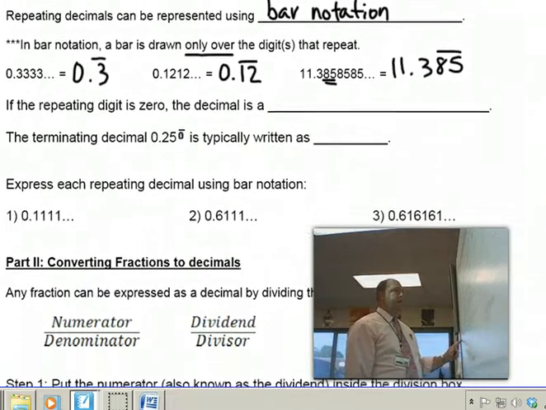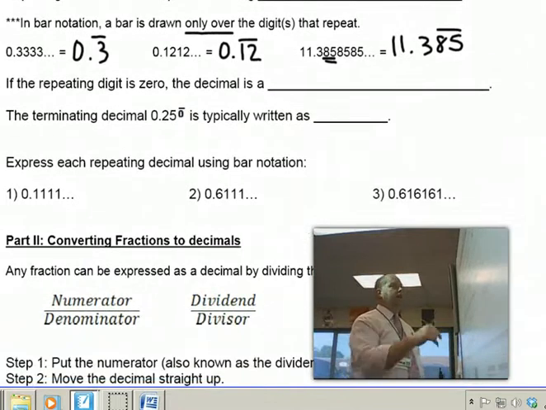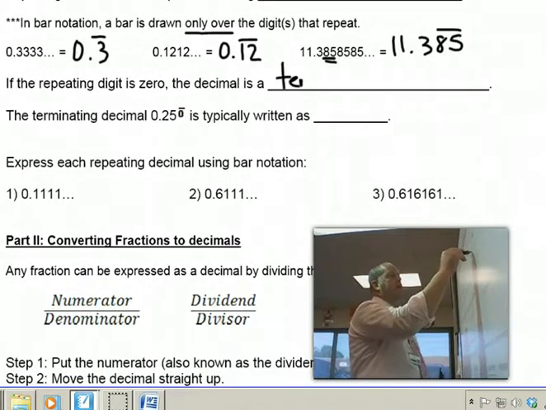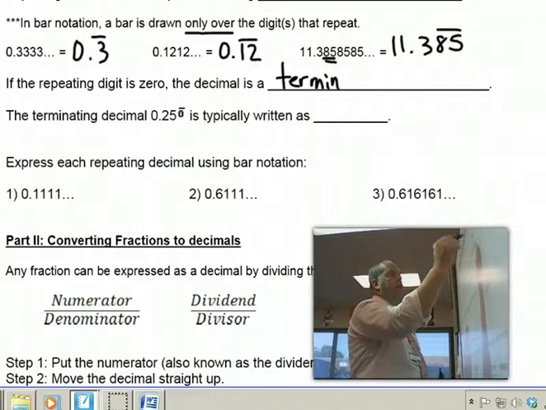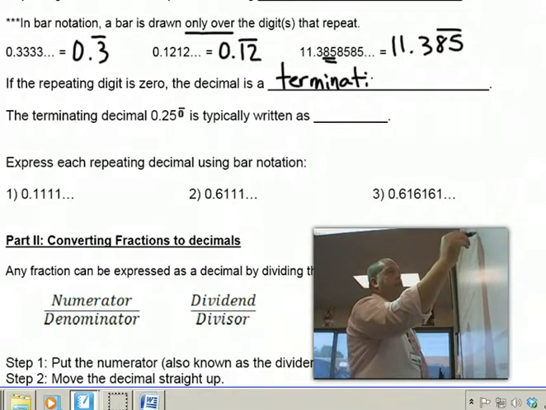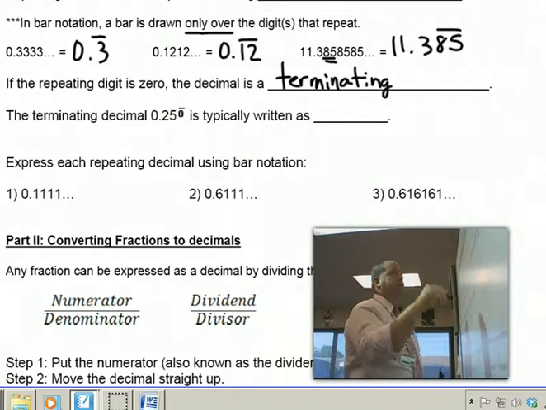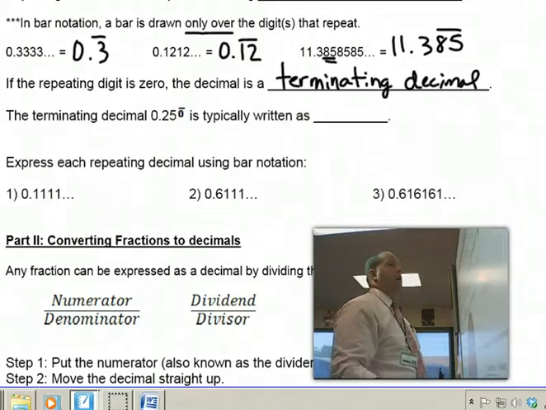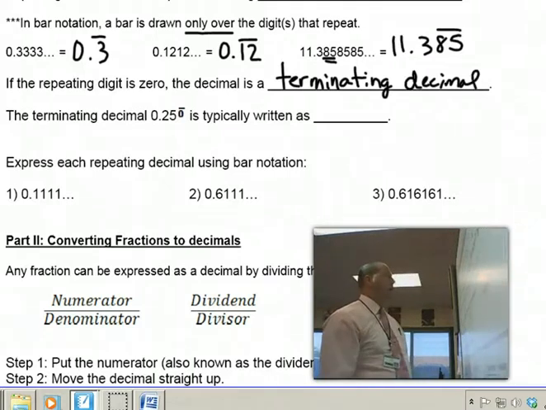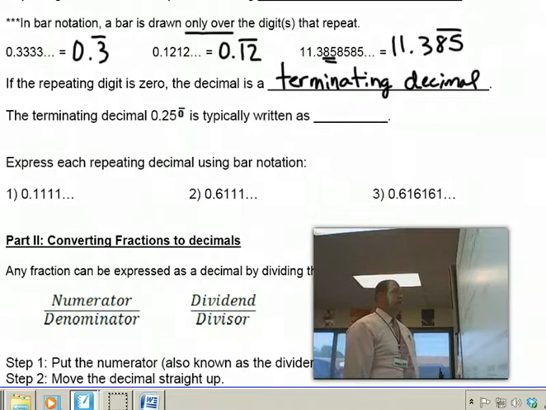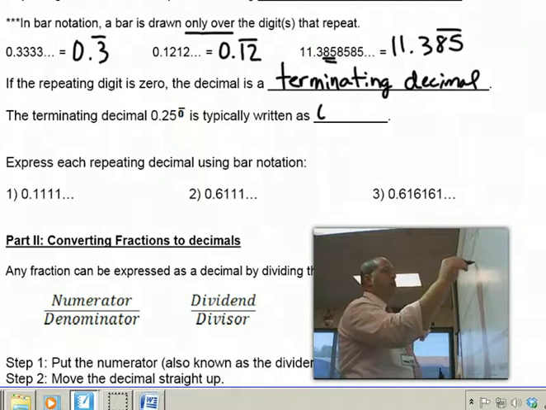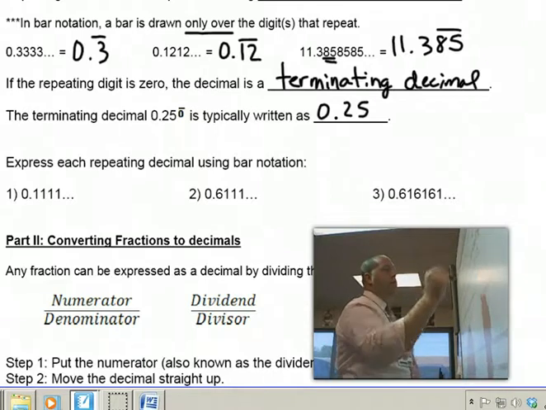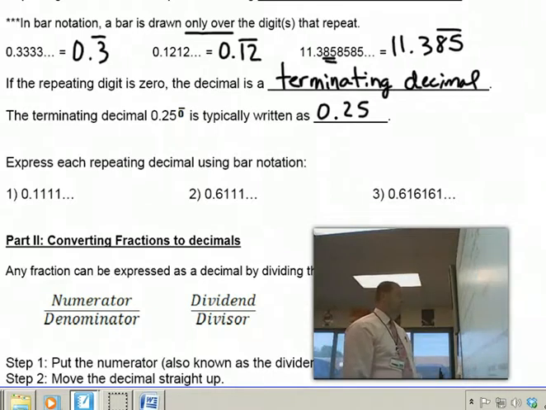If the repeating digit is a 0, the decimal is a terminating decimal. You may have heard the word terminating or terminate. It means to stop. I know in the movie The Terminator, it's a guy that tries to stop the human race. The terminating decimal, 0.25 with a bar over the 0. The 0 means the 0 repeats, but it's typically written 0.25 because the 0 means that it terminates.